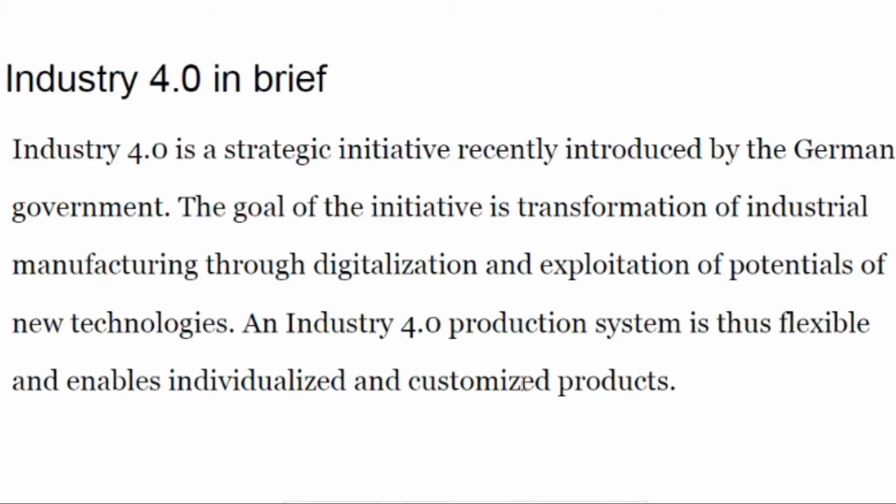The key thing here, in the last sentence, is that Industry 4.0 production systems aim at flexibility and enable satisfaction of individualized and customized requirements of customers. This will become clearer as we go along in the presentation. So I will just quickly gloss across.